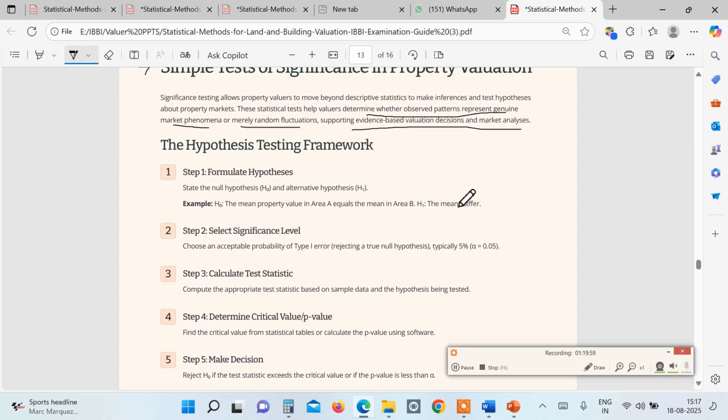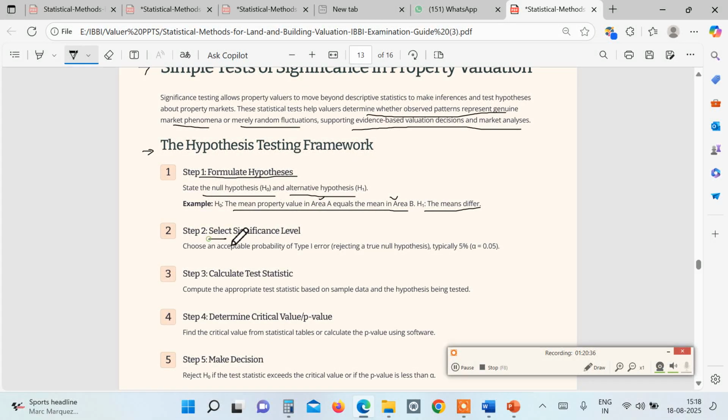The hypothesis testing framework: how it is to be carried out, we will now discuss step by step. First thing is you formulate the hypotheses. State the null hypothesis H0 and the alternative hypothesis H1. For example, H0: the mean property value in area A equals the mean in area B, and H1: the means differ. In H0 we assume that the means of both areas are equal, and in H1 we assume that they are not equal.